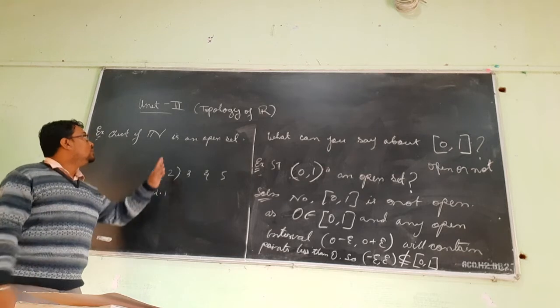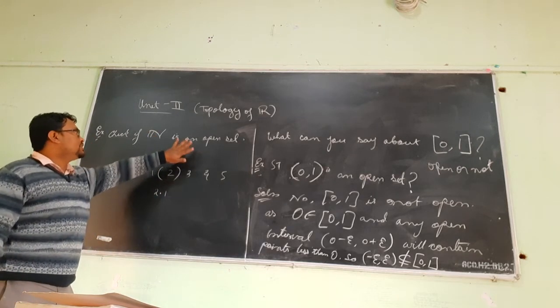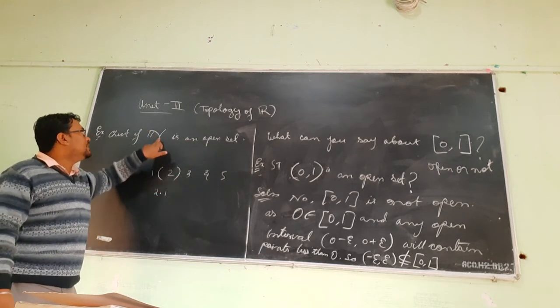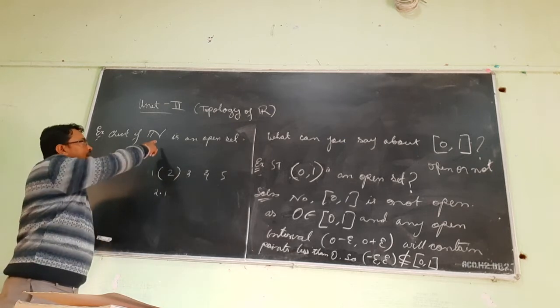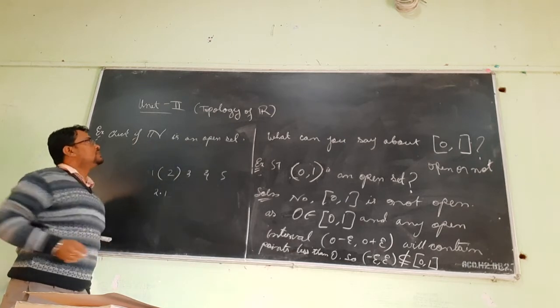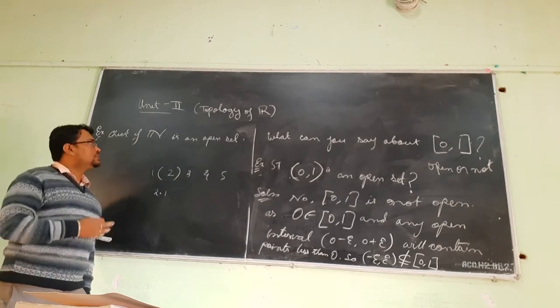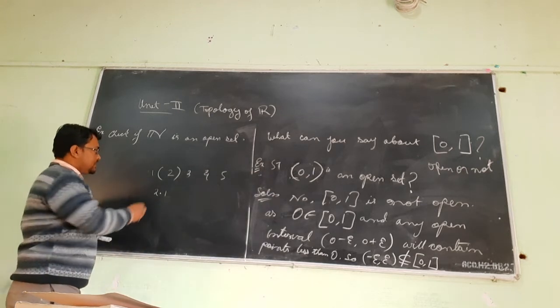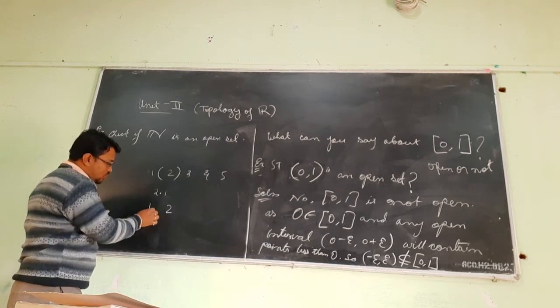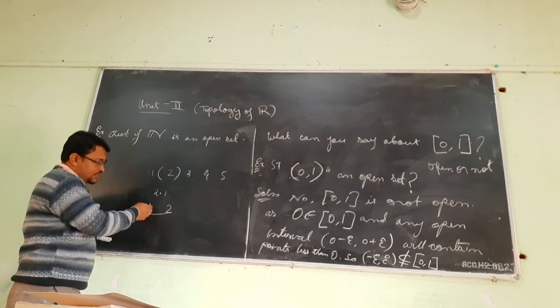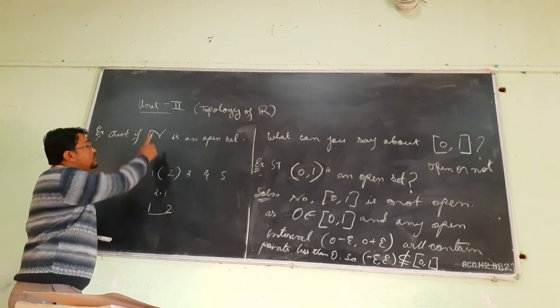So actually the set of natural numbers is not an open set. It doesn't contain any interval; there cannot be any intervals inside the set of natural numbers. Natural numbers are discrete. There is a lot of gap. Between 1 and 2 there are so many real numbers which are not included in N.